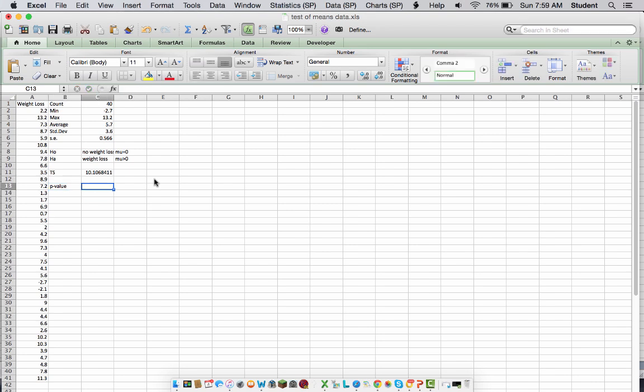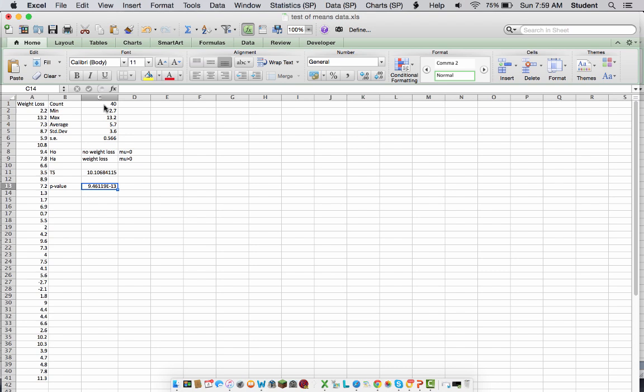Right, so the p-value we're going to get using the t.dist function. We're going to do the right tail of a single tail t-test. Our test statistic here, 10.1. And our degrees of freedom is our sample size minus 1. Right, and so we see here our p-value is very, very small.